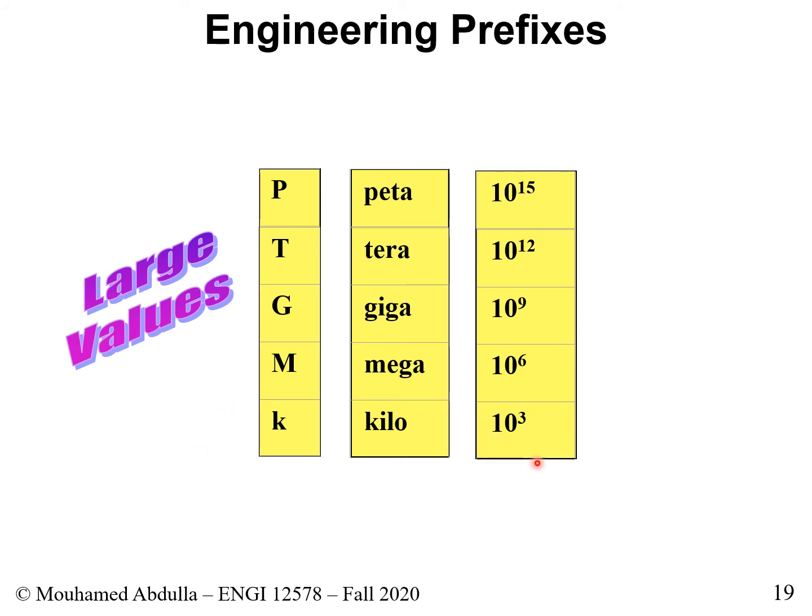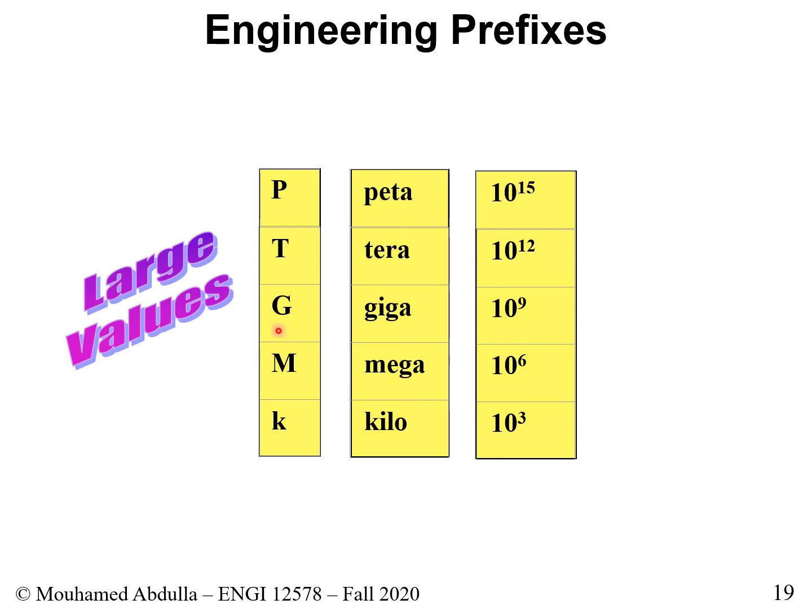So if you have, let's say, 10 to the 3, we usually just write k for kilo, and k basically represents 10 to the 3. We write M for mega, and that represents 10 to the 6. We write G for giga, and that's 10 to the 9. We write T for tera, and that's 10 to the 12. And then we write P for peta, and that's 10 to the 15. I'm sure you've seen this in different areas, but this is just a reminder.